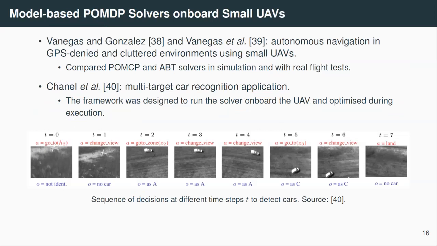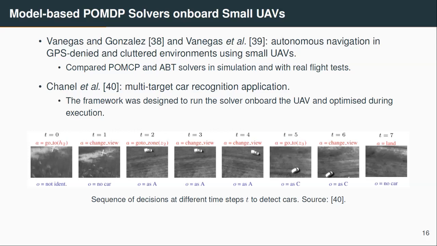However, there is research that has demonstrated the capabilities of using model-based POMDP solvers onboard small UAVs. The contributions that have investigated this particular problem in detail are the works from Vanegas and Gonzalez, who have developed an autonomous navigation system in GPS-denied environments using small UAVs. The authors compare two of the state-of-the-art solvers called POMCP and MBT in simulation and real flight tests. So these authors are some of the few who have gone to the next level and provide a preliminary result of how we can use POMDPs for autonomous navigation in real flight tests.